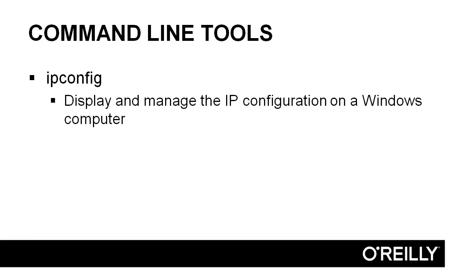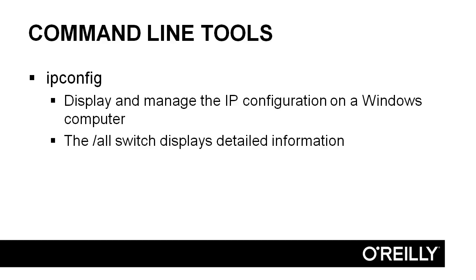Now, ipconfig is kind of the standard. It will display and allow you to manage the IP configuration on a Windows computer. This is how we can easily check to see what the current IP address, subnet mask, default gateway, and IP version 6 information is. We can use the /all switch to give us even more information with ipconfig.